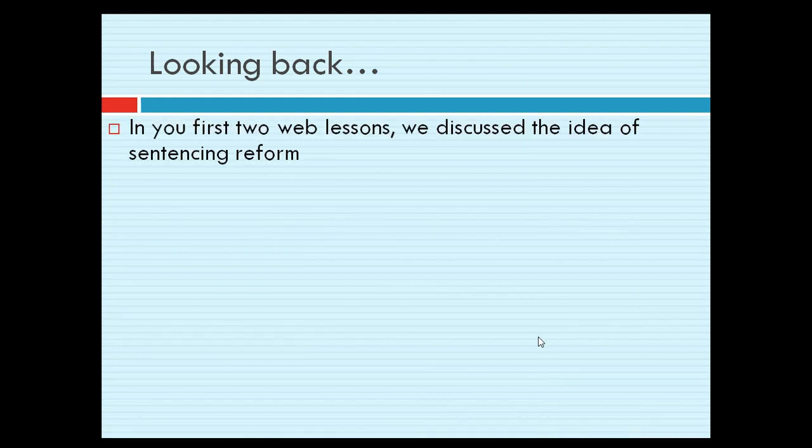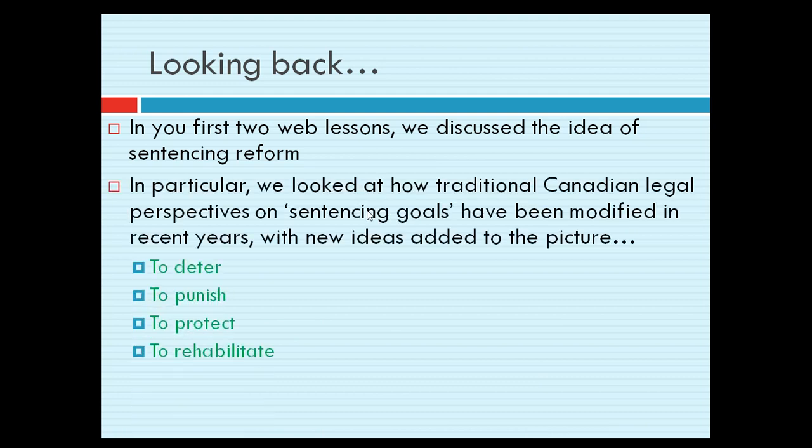To start off with, I just wanted to review some of the details from your lessons last week, because of course today's lesson will connect with them in certain ways. Last class and the class before that, we talked a little bit about the idea of sentencing reform. And essentially what we said is this. In Canada, for years, there had been very common sentencing goals, and you can see those on the list there: to deter, to punish, to protect, to rehabilitate. Core ideas that have been discussed for years in various kinds of classes.